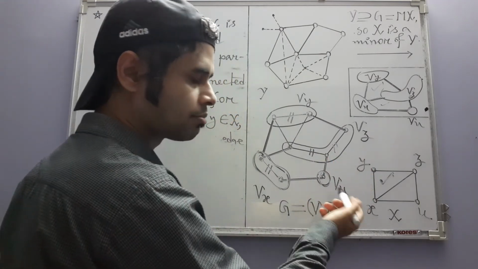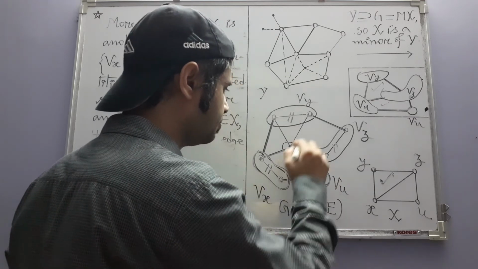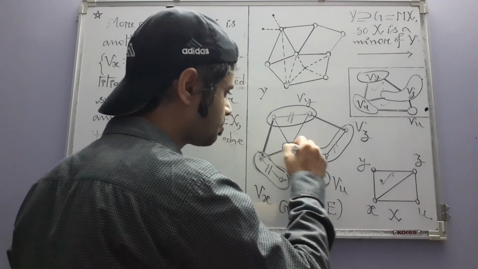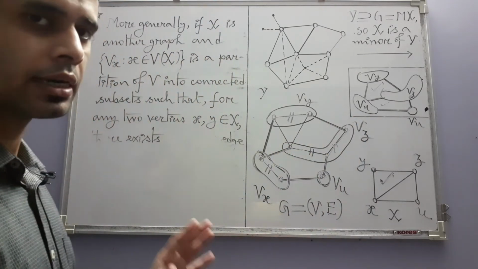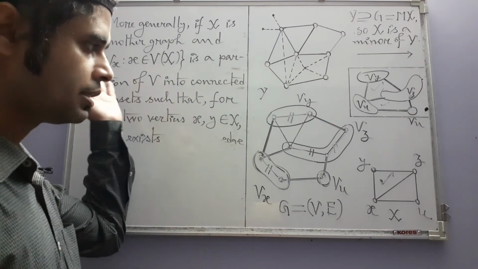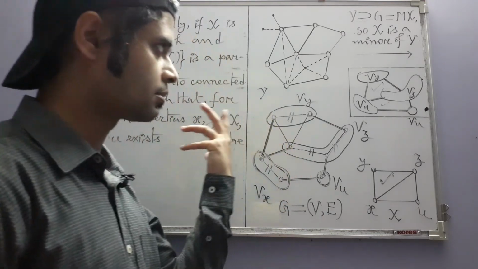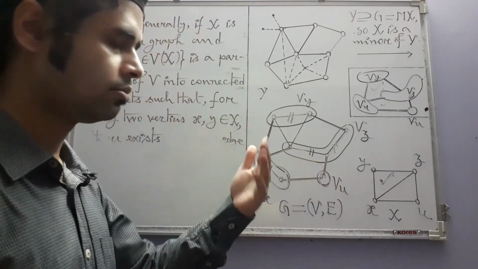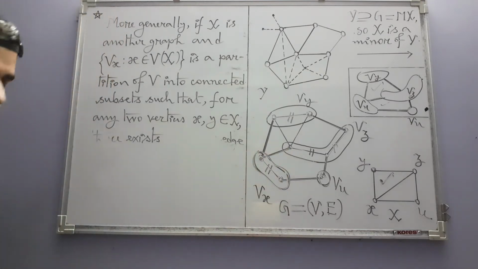Vu, of course, the subgraph induced by this is this single vertex, which is also connected in G. The subgraph induced by Vz is this path of length 2, which is also connected. We need this connectedness for proving that thing that I said just now, that in fact what we have described here is achievable through a number of contractions.